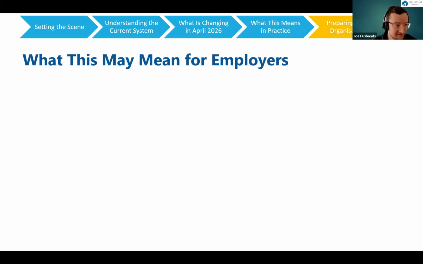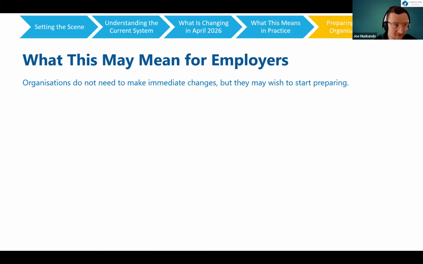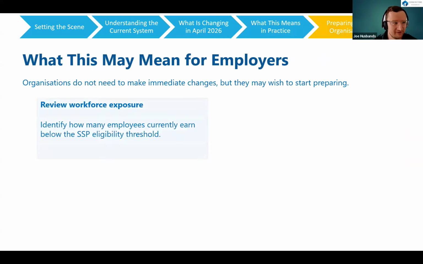So what might this mean in practice for employers? There are a few possible implications. First, more employees may qualify for SSP than under the current system. Second, short absences may trigger SSP payments from day one. And third, organisations may find that absence patterns become more visible through payroll or absence management too.